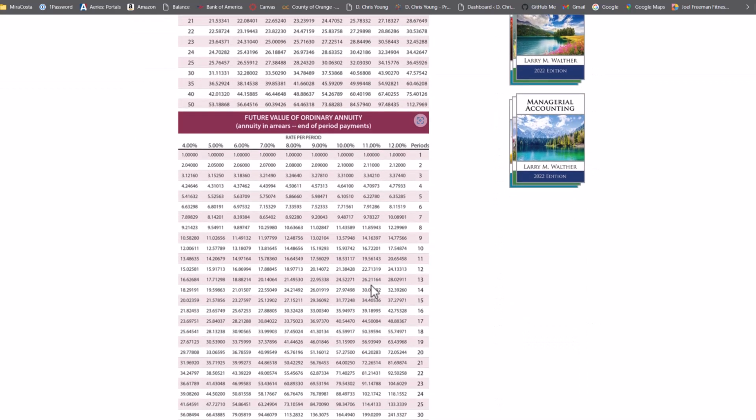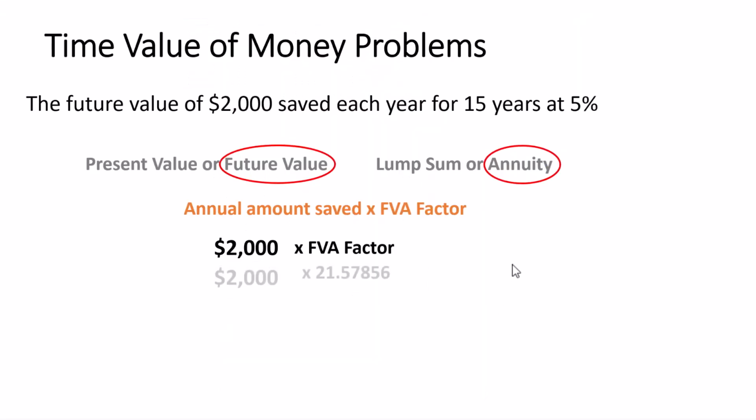So again, we're on the second page here. We'll come down to 15. And then I'm going to go across all the way here to the 5%. And we got 21.57856. So going back to our slides, we're going to go ahead and bring in our future value annuity factor.